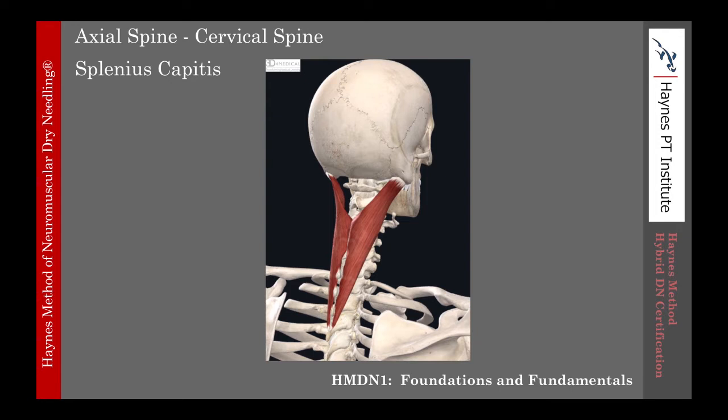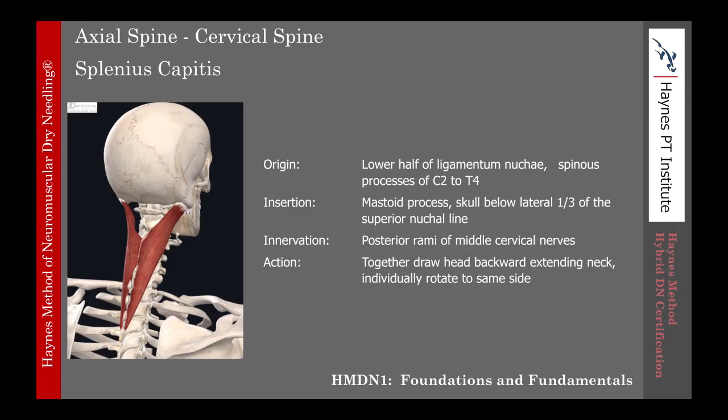and then we'll pull out and take a look at it from a three-dimensional standpoint. So Splenius Capitis, its origin, the lower half of the nuchal ligament and the spinous process of C2 to C4. It inserts into the mastoid process and the skull below the lateral third of the superior nuchal line. It's innervated by the posterior rami of the cervical nerves, and as we go through most of the spinal nerves, we'll find that they're innervated by the posterior rami. Occasionally there'll be a little bit of variation, but we'll cover that. In most all of these posterior muscles, their action is to draw, in this case, the head backward, extending the neck, and individually it's going to rotate to the same side.